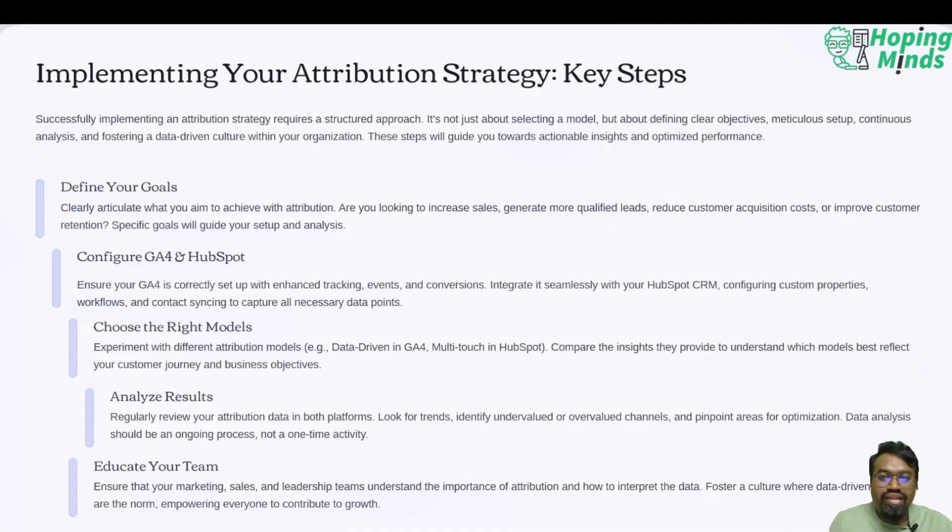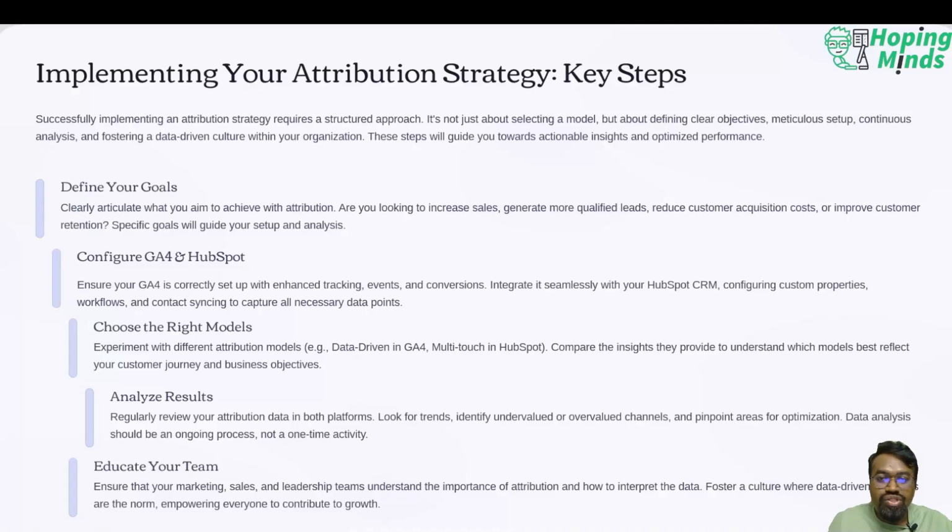Now, how can it be possible? First, we need to define our goals. We need to clearly articulate what you aim to achieve with attribution. Are you looking to increase sales, generate more qualified leads, reduce customer acquisition costs, or improve customer retention? So what is your specific goal? We need to guide the attribution setup while setting up this complete strategy.